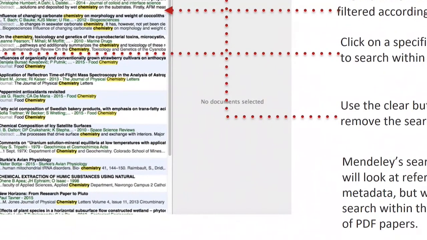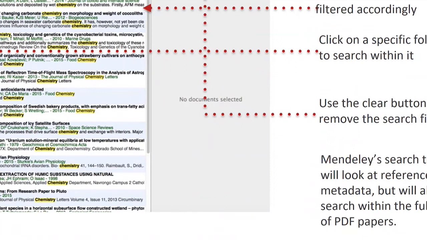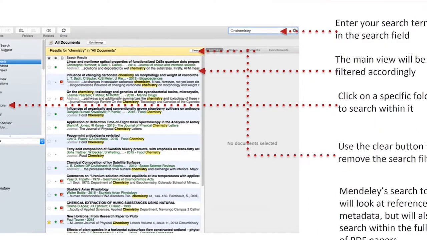And the good news is Mendeley's search tool will look at reference metadata, and it also searches within the full text of the PDF paper. It means that whenever you click this PDF with chemistry, you can see within that particular PDF, it will highlight all this chemistry term. So it helps you to do speed reading within Mendeley. Okay.